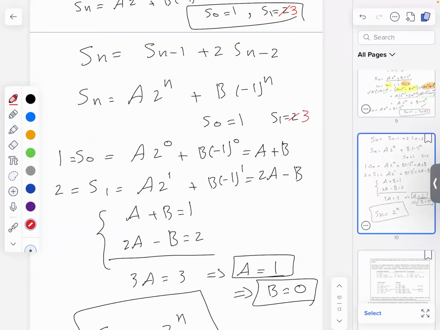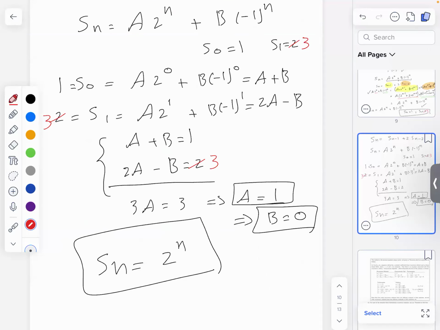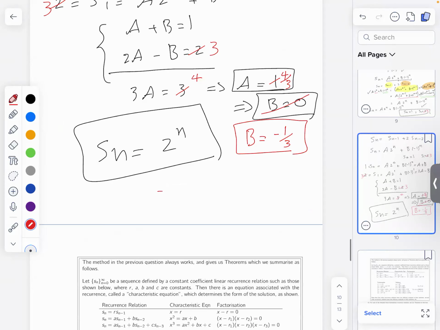So this will be 3. This will be 3. This will be 3. So this will be 4. This will be 4 over 3. And b will be 1 minus 4 over 3, which will be minus 1 over 3. So in this case, Sn will be 4 over 3 times 2 power n minus 1 over 3 times minus 1 power n.